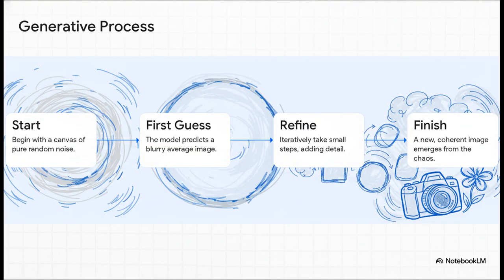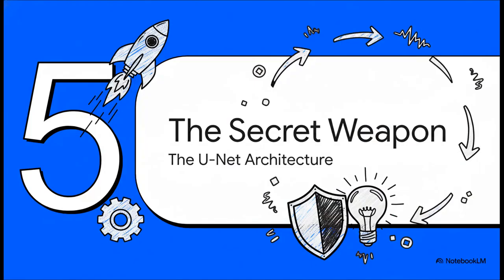It starts by predicting a blurry ghost, an average of everything it's ever learned. Then, step by step, it starts to refine that guess. It takes its own blurry prediction and cleans it up, just a little. Then it takes that result and cleans it up again. It keeps doing this, pulling more and more detail out of the void, until a sharp, coherent, brand new image emerges from the chaos.